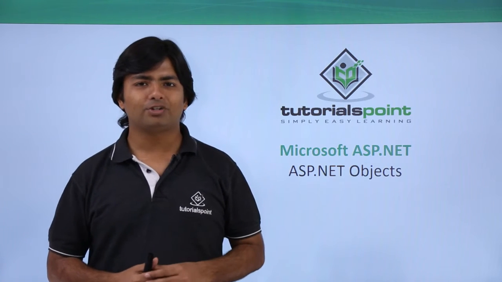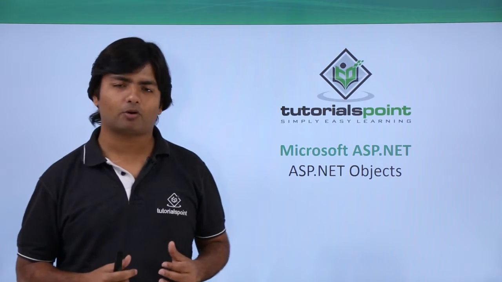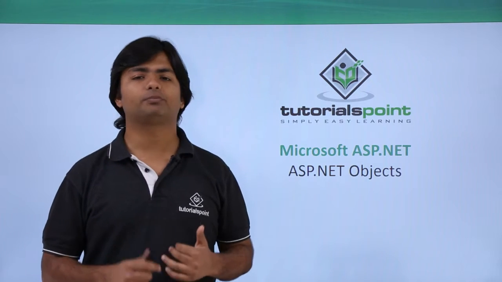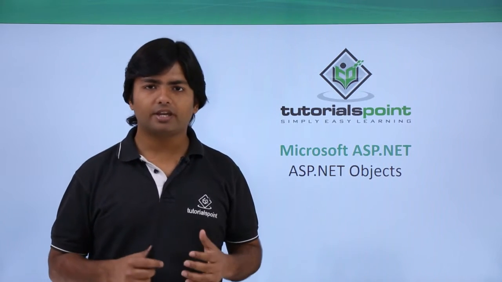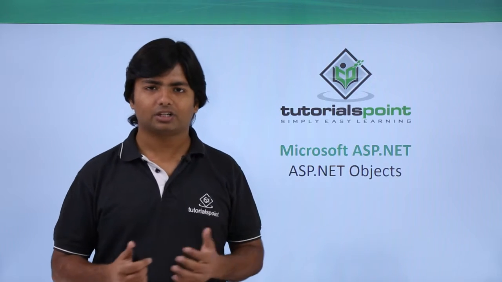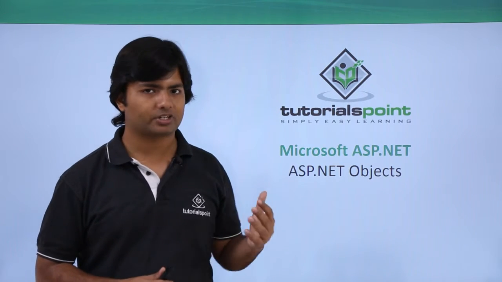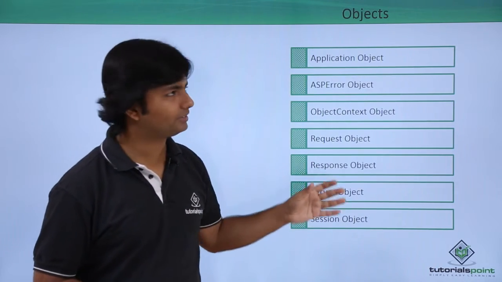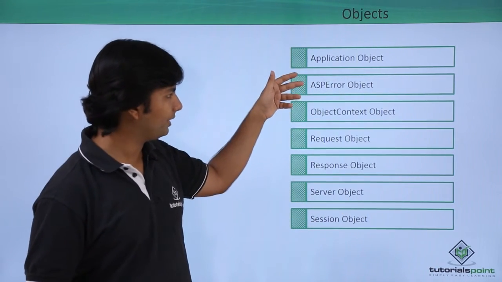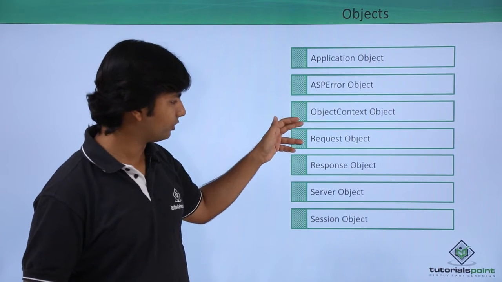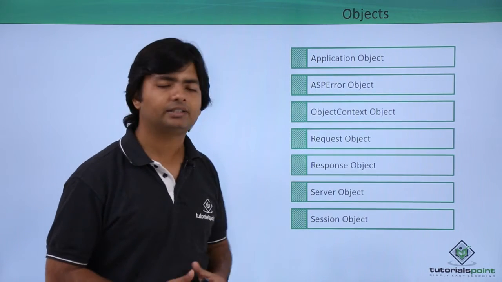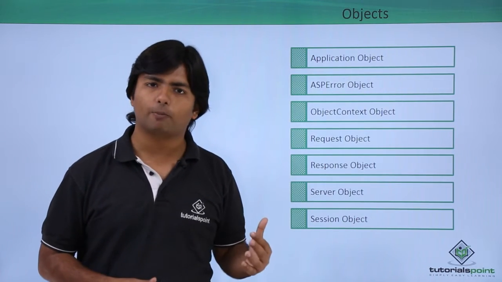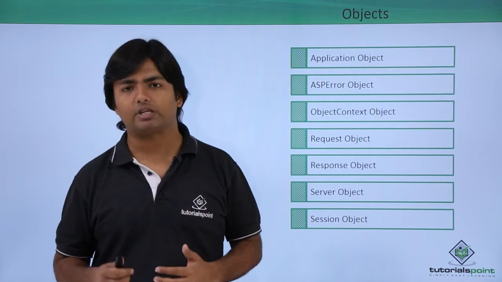Hi, in this video of ASP.NET we will discuss the ASP.NET objects. Basically, ASP.NET offers some predefined objects which we can use during the client-server communication of ASP.NET websites. So here you can find that we have 7 objects: the application object, ASPError object, ObjectContext, request, response, server and session. Accordingly, we can go for a particular object and use its functionality.